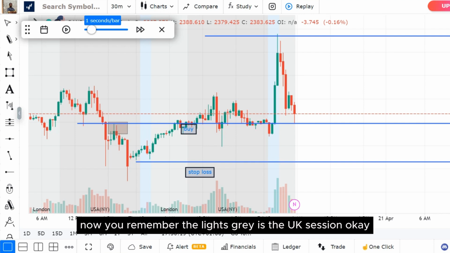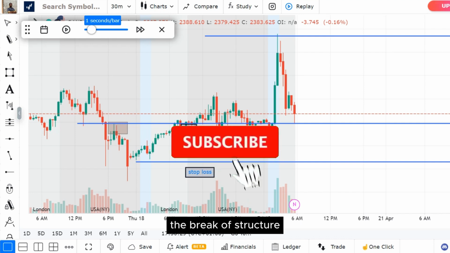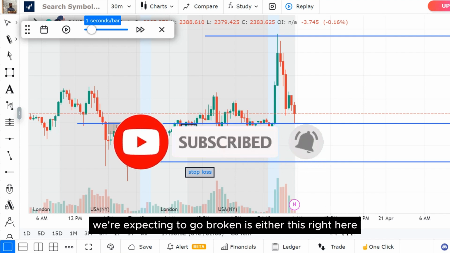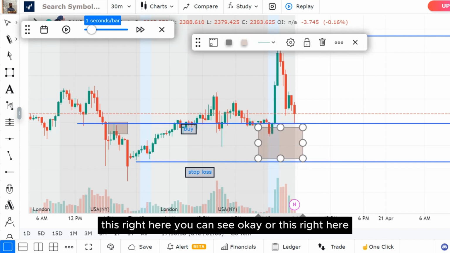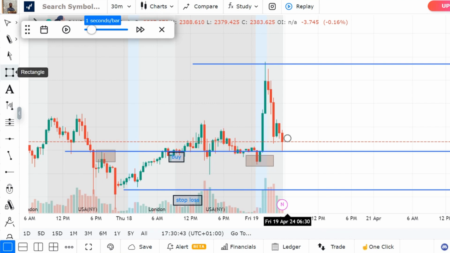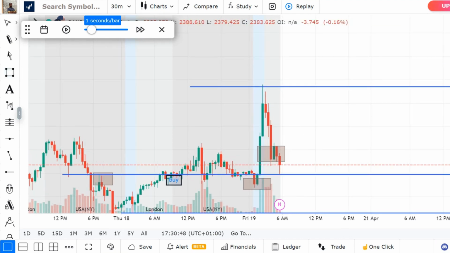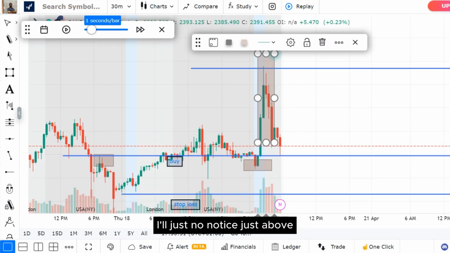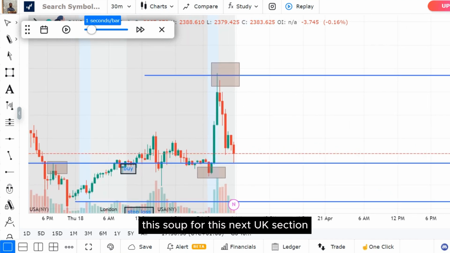Now, you remember the light gray is the UK section, okay? Now, we are on the UK section right now. It has started to read, okay? But the break of structure we're expecting to get broken is either this right here, you can see, okay, or this right here. So we are waiting to break either of these two. I'll just note this, just above. So we are waiting to break either of these two for this next UK section.